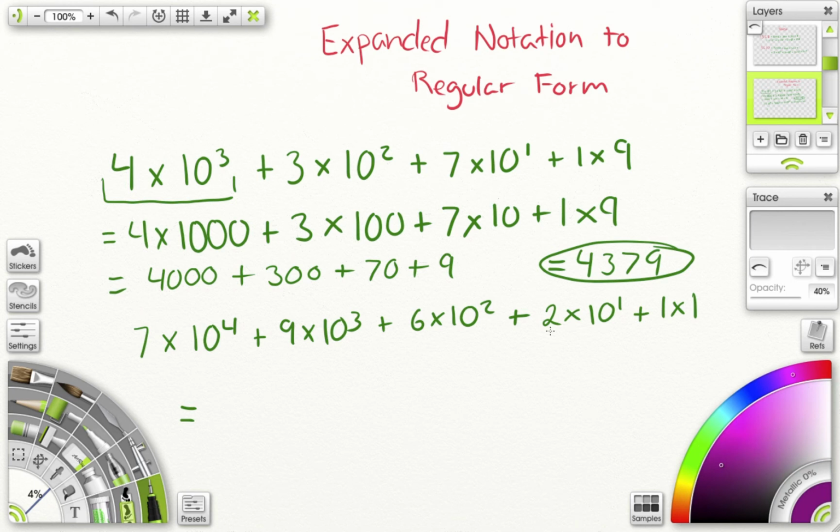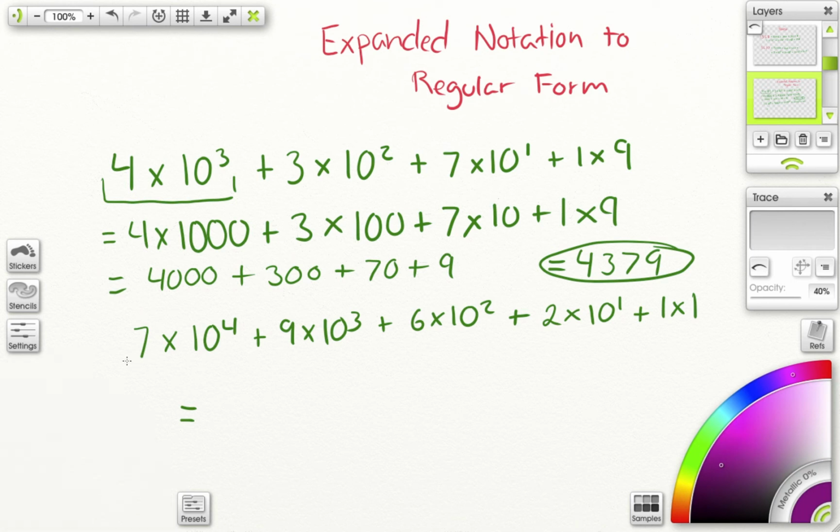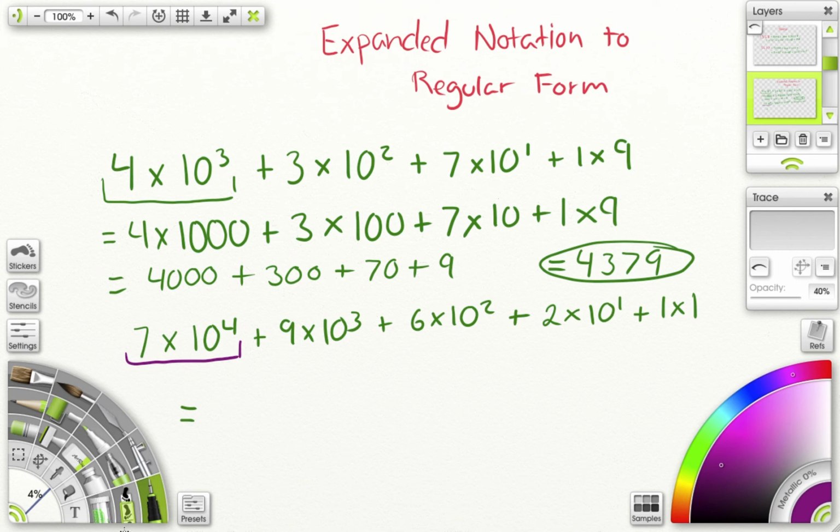What about this number here? Well, this case is a little bit different because, as you can see, we have 10 to the power of 4. So what this means, instead of 1,000, is we have 7 times 10 to the power of 4, which is 10,000. So we're going up. 10,000. As you can see, there's 1, 2, 3, 4 zeros. That's how you know. It's a nice little trick to figure out what your powered numbers are.